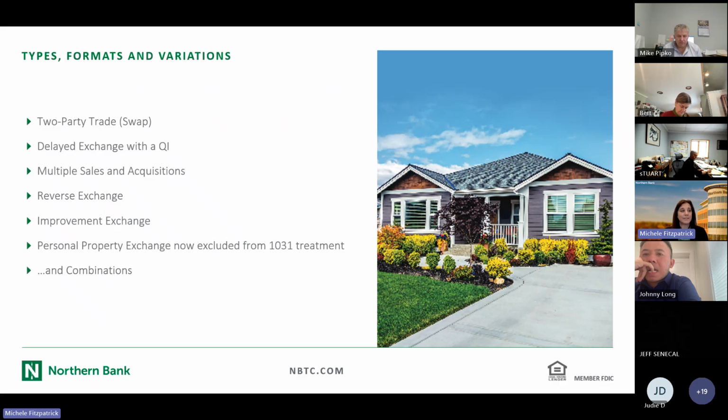So, the different types of exchanges. That graph that I just showed you was essentially a forward exchange. That means you're selling your relinquished property first and you're purchasing your replacement. That's really the most basic. That's what this delayed exchange with a qualified intermediary is. You can do multiple sales and multiple acquisitions. You can certainly sell multiple properties and consolidate those down into one. Or you can sell one property and acquire multiple properties and really diversify your portfolio. You can slice it and dice it any way you want. So if you sell one, you don't have to just buy one. You can buy as many as you'd like.